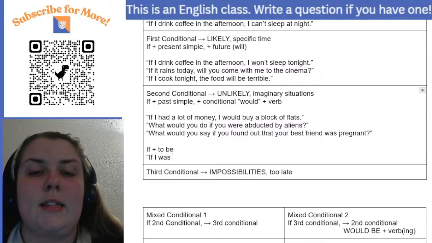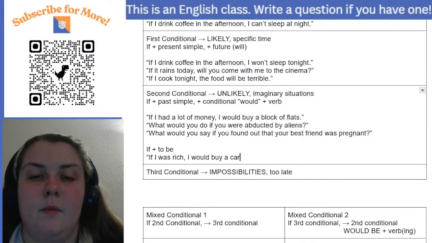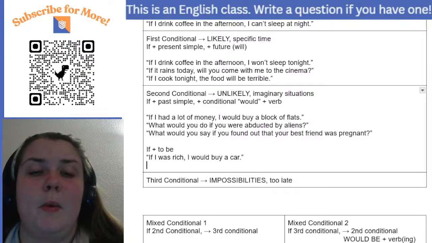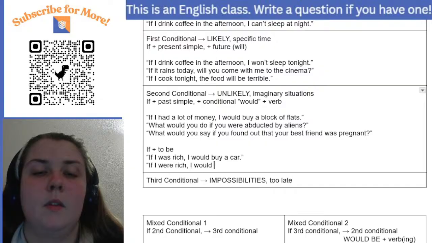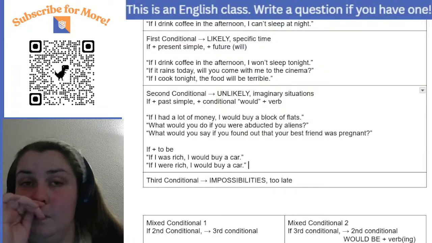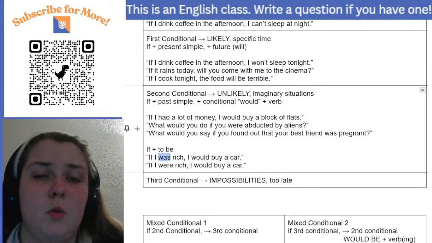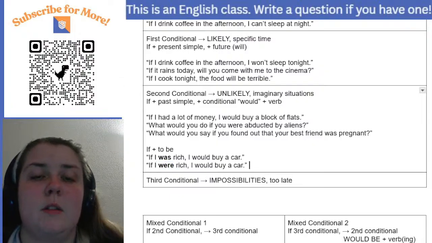So you can say in English, if I was rich, I would buy a car. Classic example, right? If I was rich, I would buy a car. Equally, you could say, if I were rich, I would buy a car. Now, which one do you think sounds right, guys? Which one sounds like the normal option?